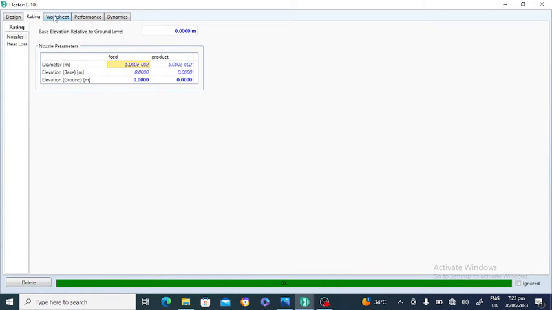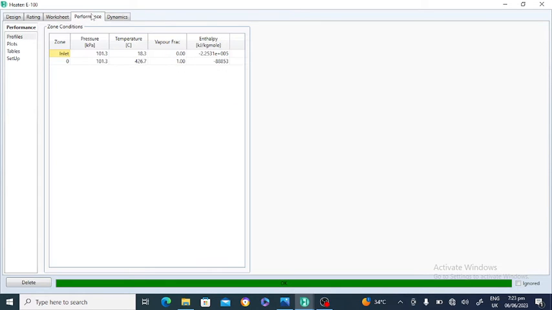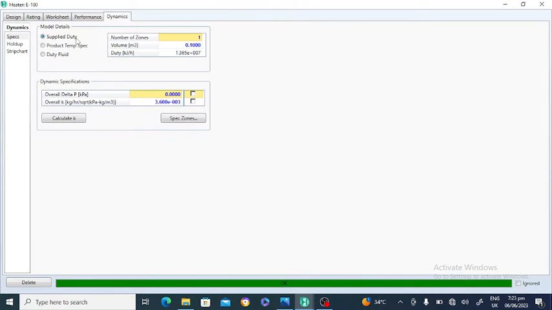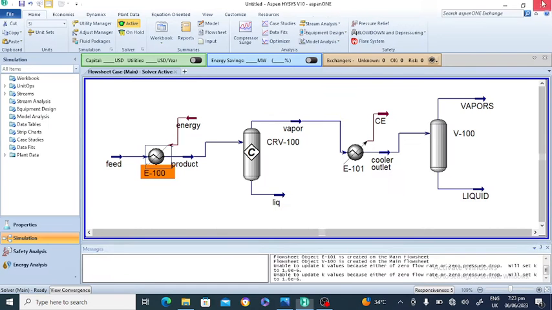This is the rating, and this is the worksheet, with the feed, product, energy, performance, delta P, and dynamic. So this is all about the heater. The delta P across the heater is this one. Overall you can check the holdup. So close this one to the heater duty.